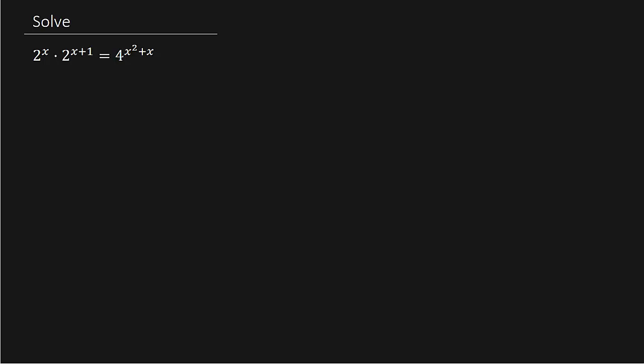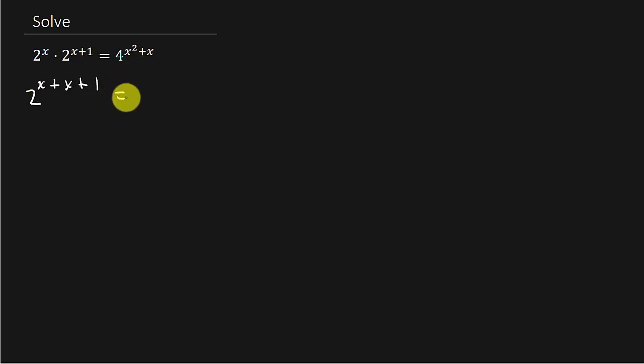So if you look at the left-hand side of the equation, we've got 2 to the x times 2 to the x plus 1. So remember that property that says if you have like bases and you're multiplying, you can add the exponents. That's all I did: x plus 1. Like bases, multiplying, add the exponents.